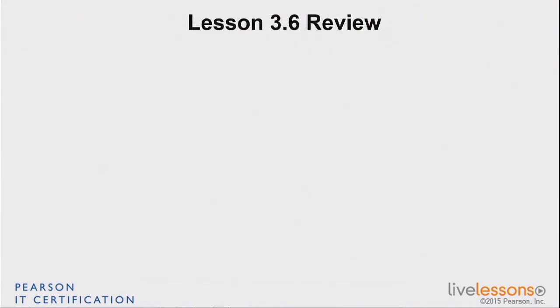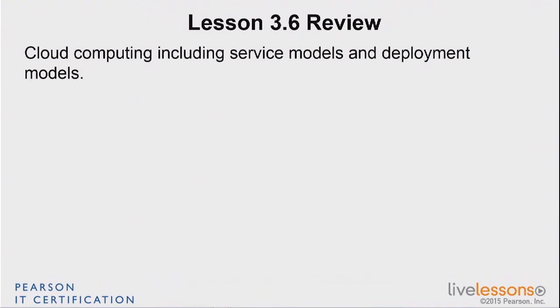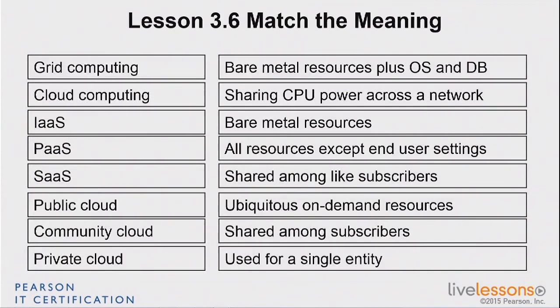So let's review what we've just discussed. We started with talking about cloud computing, including our three service models: infrastructure as a service, platform as a service, and software as a service, and then our deployment models of a private cloud, a community cloud, and a public cloud. We looked at middleware, and we looked at the Internet of Things. So that's going to bring us to our lesson 3.6, Match the Meaning.